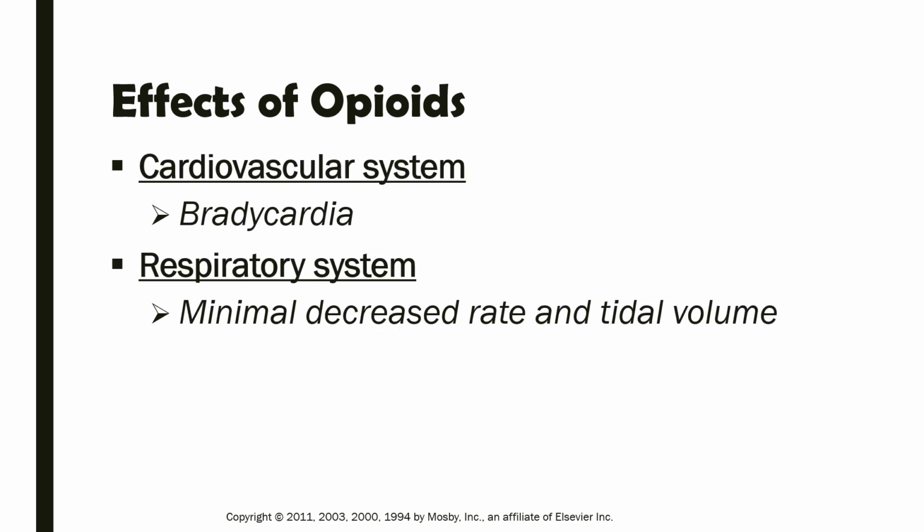For the cardiovascular system, opioids can cause bradycardia. For the respiratory system, there is a decrease in the respiratory rate and tidal volume. Tidal volume is how much air the animal moves in and out in one breath. So opioids cause shallower breathing and a decrease in the rate of breathing. So there is, of course, respiratory depression.